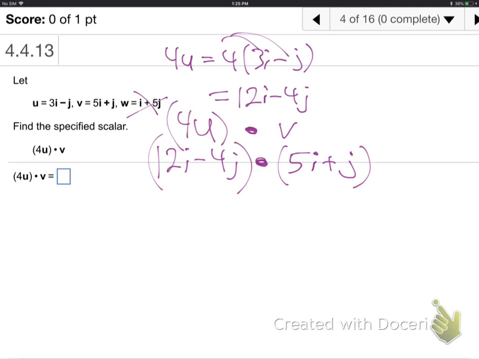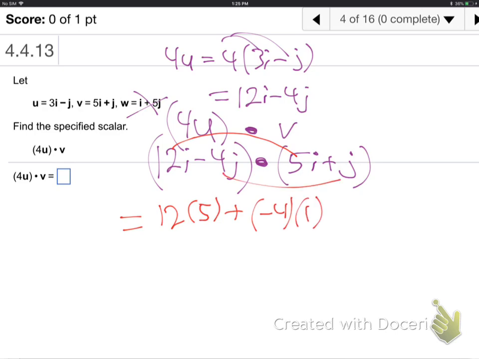So dot product. It's the i number times the i number, 12 times 5, drop the i, plus the j number times the j number, drop the j. So what's that? 60 minus 4, 56. 56 is a scalar. There it is, a number. Good? That's easy enough? All seems well? Do you like this stuff? Is this fun? Pretty easy?